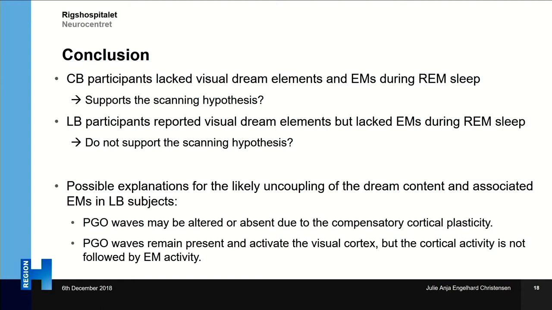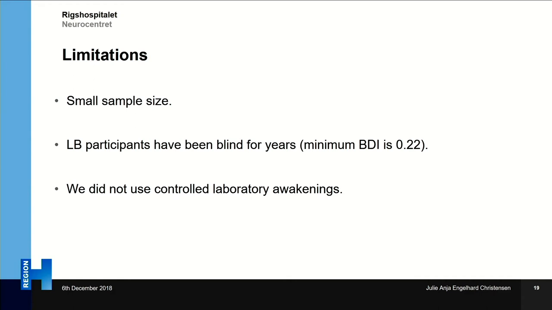We have some limitations of this study. We only have a small sample size, 11 sighted controls and 11 blind subjects. The correlation measures in particular should be considered with caution. We also have late blind participants that have been blind for years. The minimum blindness duration index is 0.22. It could be that if we take someone who has just become blind, we might see normal eye movements in these subjects.